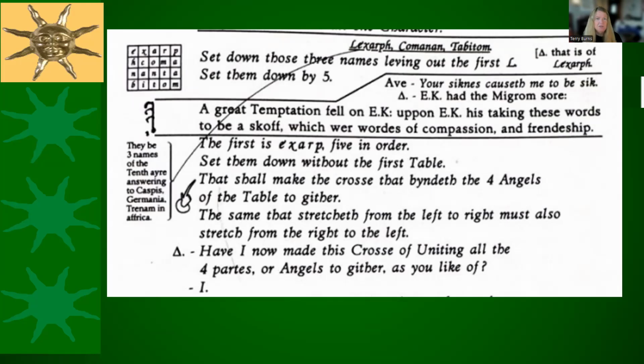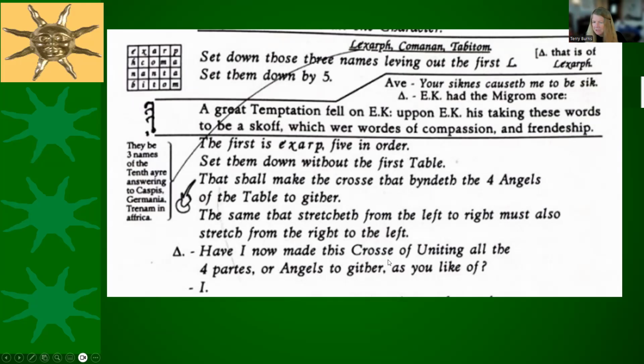Well, by now we've seen the inside is becoming the outside. It's rotating through the outside. Set them down without the first table. That shall make the cross that bindeth the four angels of the table together. So this binds the table together.